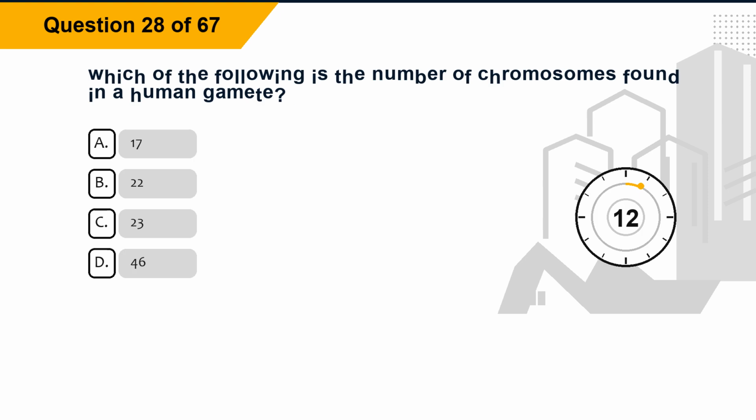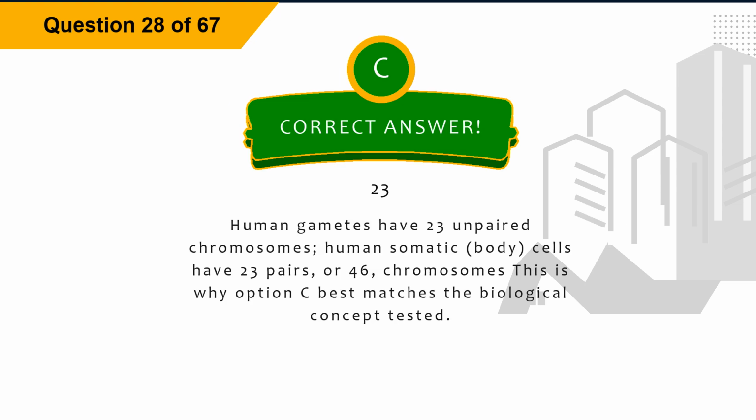Question 28. Which of the following is the number of chromosomes found in a human gamete? Option A, 17. Option B, 22. Option C, 23. Option D, 46. The correct answer is option C, 23. Explanation. Human gametes have 23 unpaired chromosomes. Human somatic body cells have 23 pairs, or 46, chromosomes. This is why option C best matches the biological concept tested.